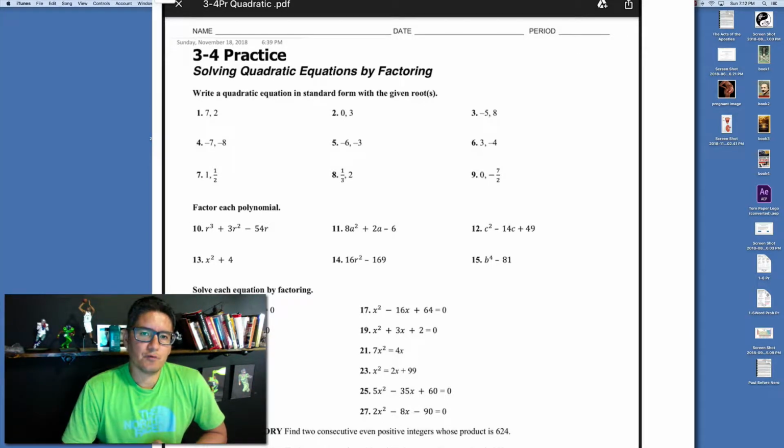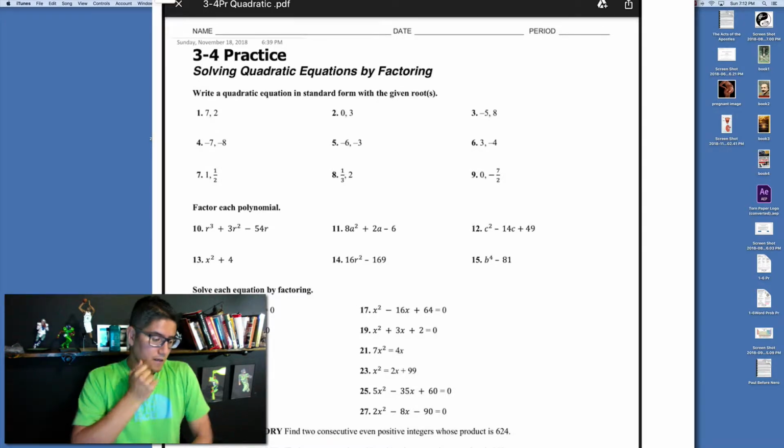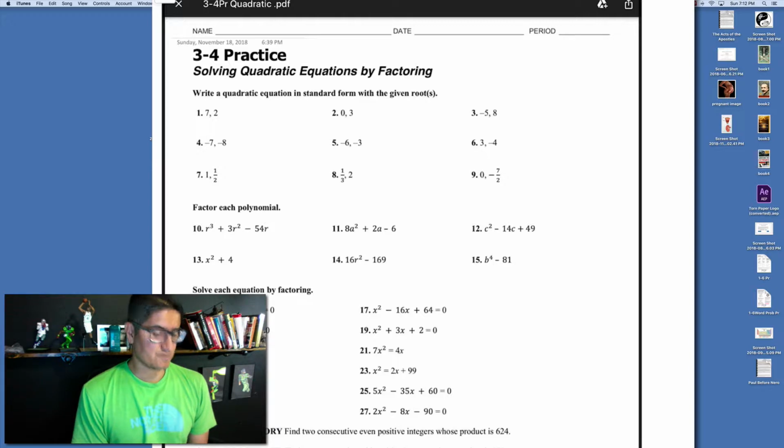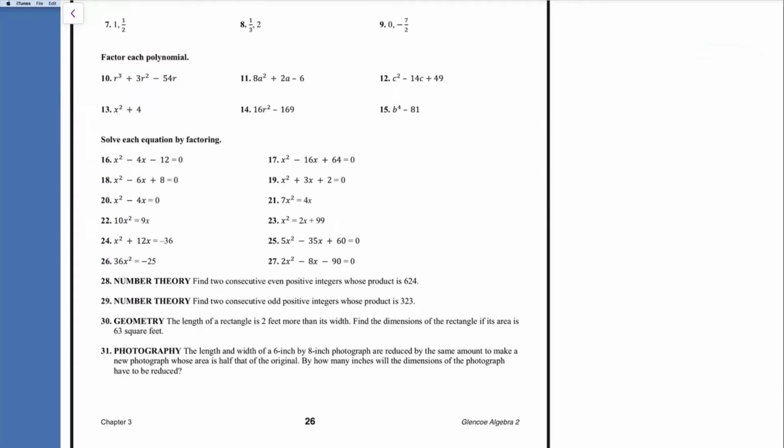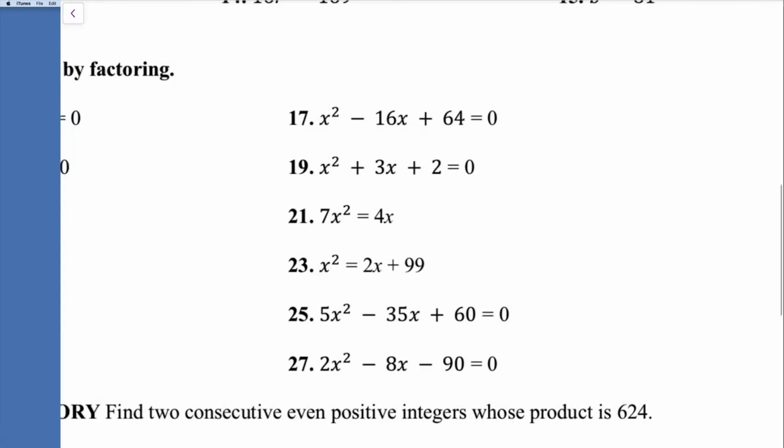In this video I'm going to be working out a few problems from your worksheet 3-4, solving quadratic equations by factoring. This came by request over Thanksgiving break, so I'm going to be working out problems 10 through 15.